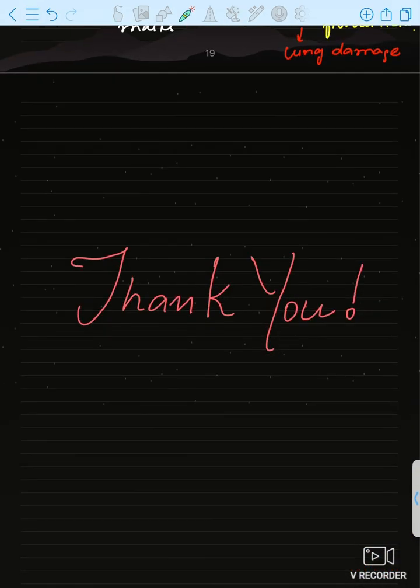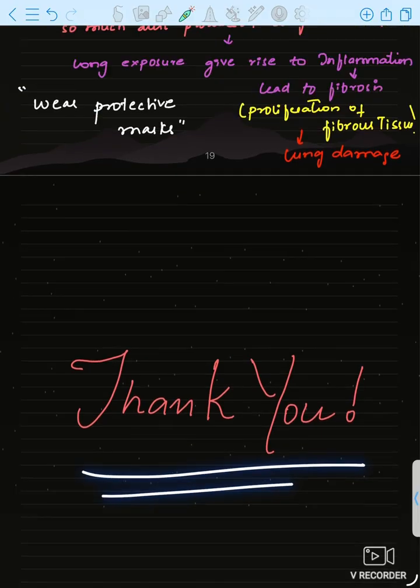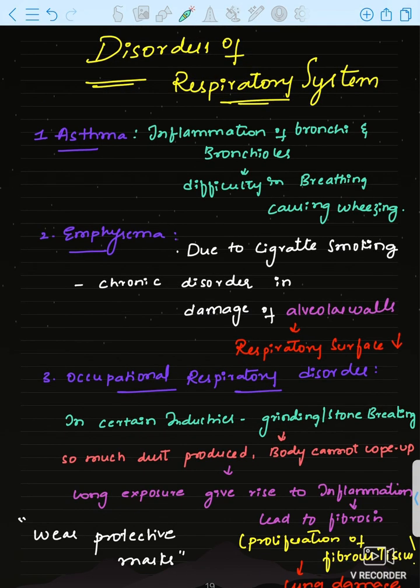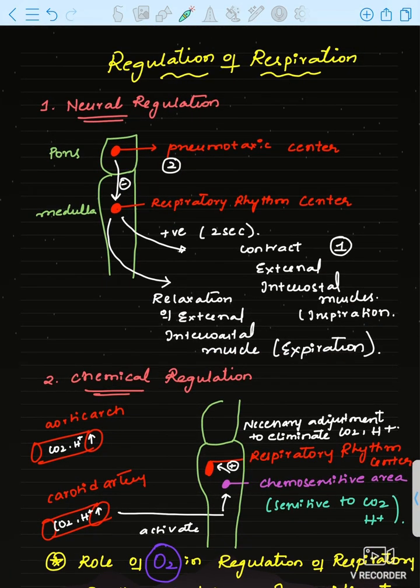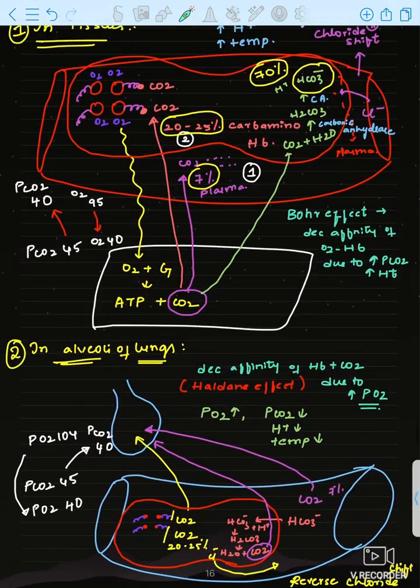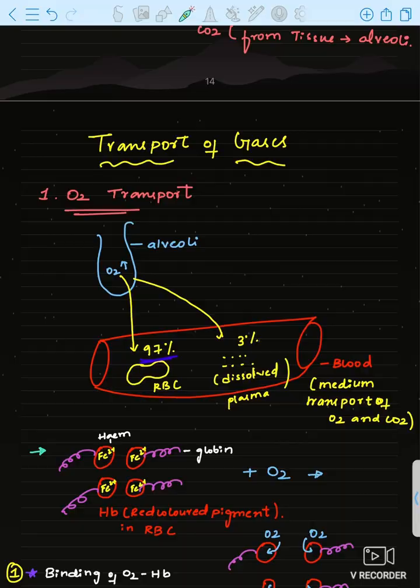So that's all, we are at the end. Thank you. I hope I reached you. I think you understood whatever I explained. These are the disorders, and this is neural regulation and chemical regulation. If you remember this, I think you will understand everything.